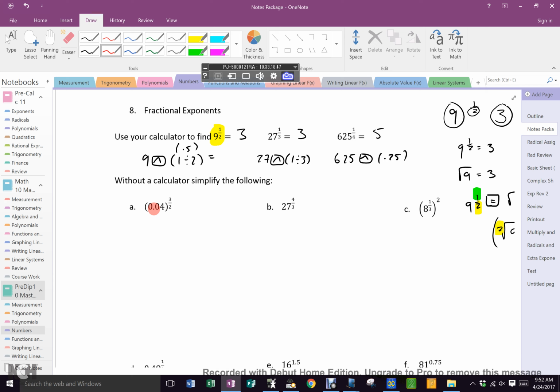Fractions. Trust me. Okay? What is this as a fraction? 4 over 100. Which means that I have 4 over 100 to the 3 over 2, yes? The denominator becomes the index. Square root of 4 over 100 cubed. What is the square root of 4? 2. What is the square root of 100? 10.